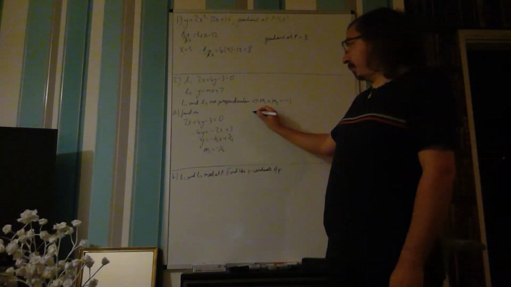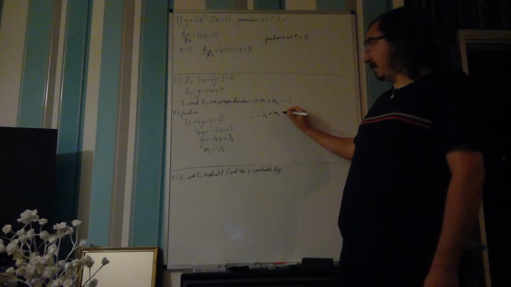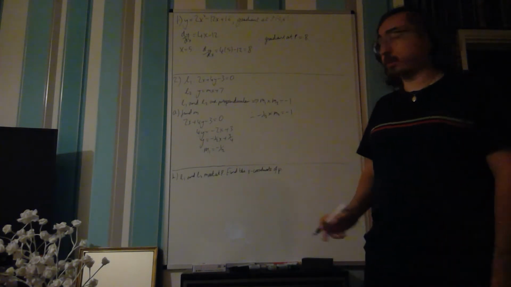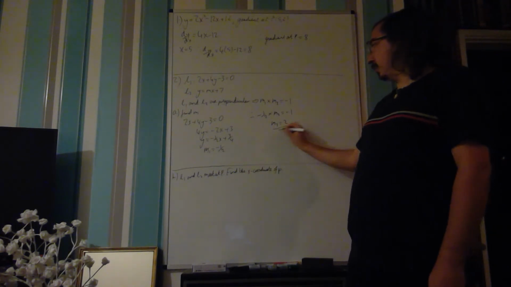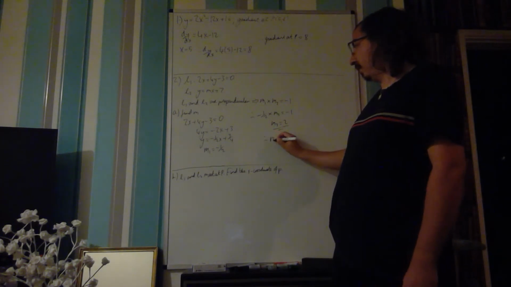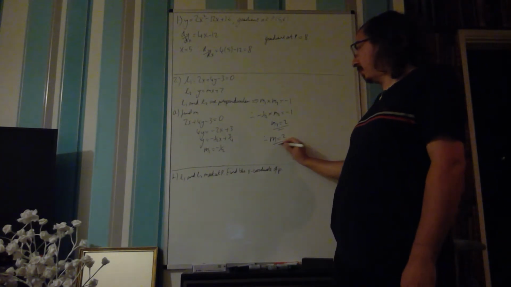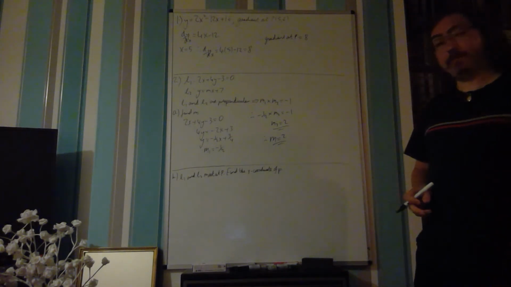So using the formula, we can say that we've got minus a half times m2 is equal to minus 1. So m2 must be equal to 2, or by the definition that they give, just m is equal to 2 there. So that's our value for m.